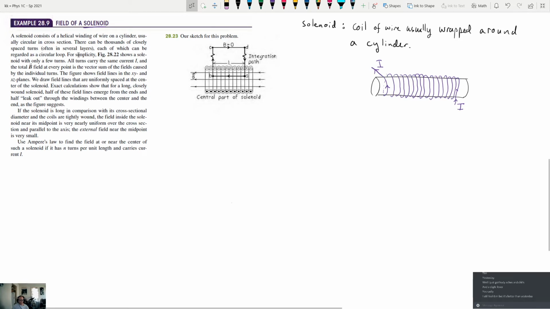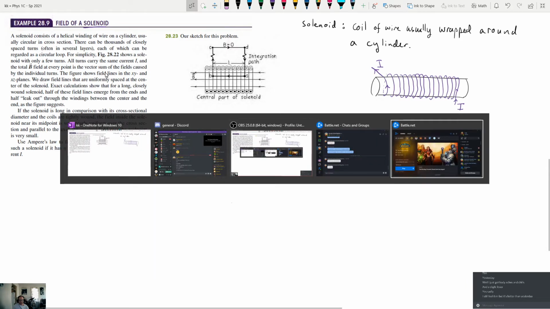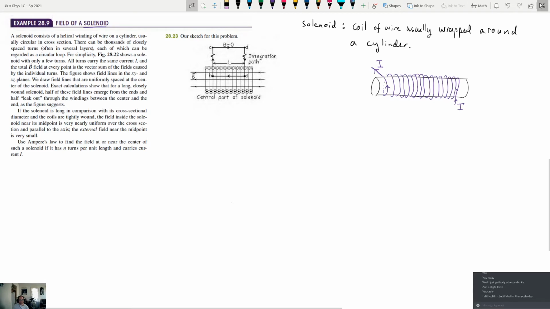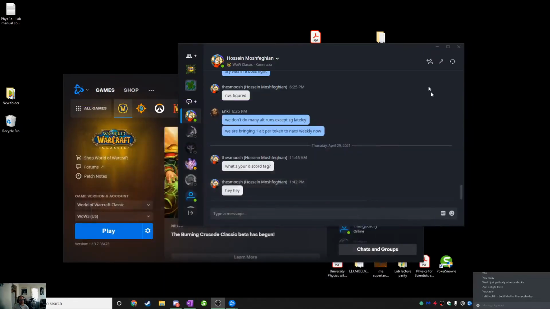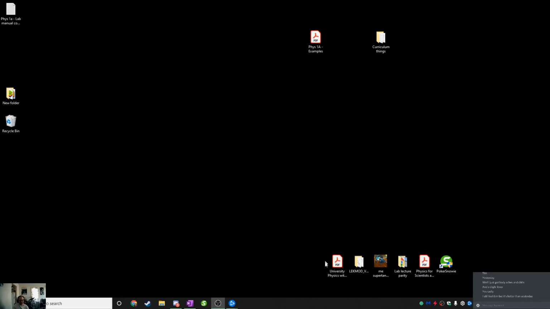For simplicity, Figure 28.22 shows a solenoid with only a few turns. Oh, I guess I didn't copy this picture, because this isn't the same. This is the sketch for the problem. All turns carry the same current I, and the total B field at every point is the vector sum of the fields caused by the individual turns. The figure shows the field lines in the... You know what? This is bothering me. I'm going to pull up the picture from the book. I didn't realize that I didn't include it, and since they're referencing it, I want to make sure you understand what they're talking about.